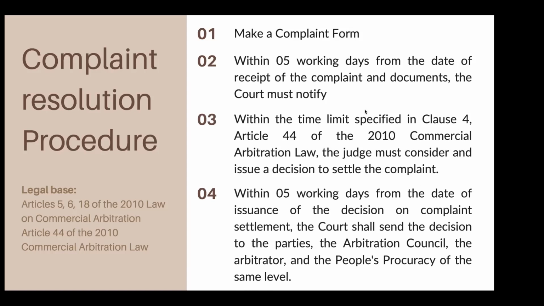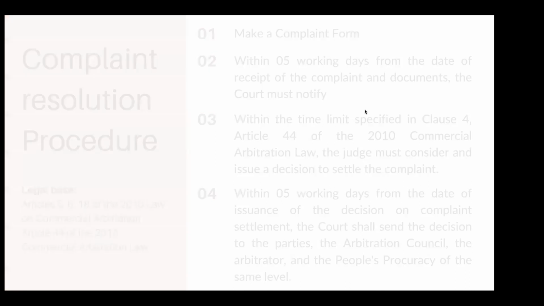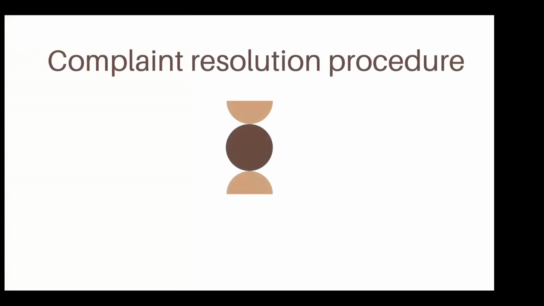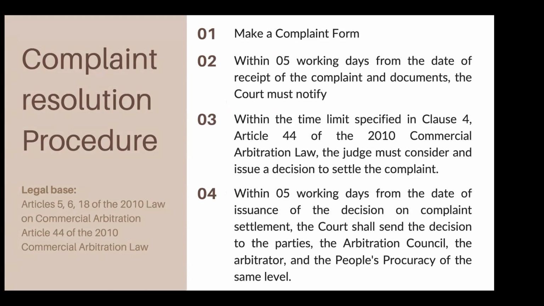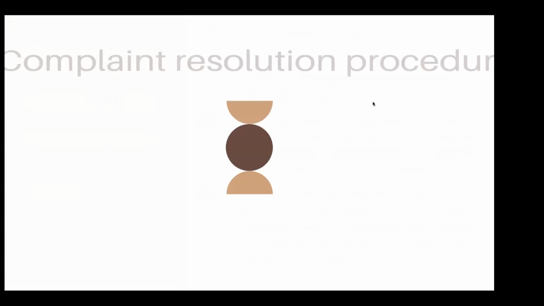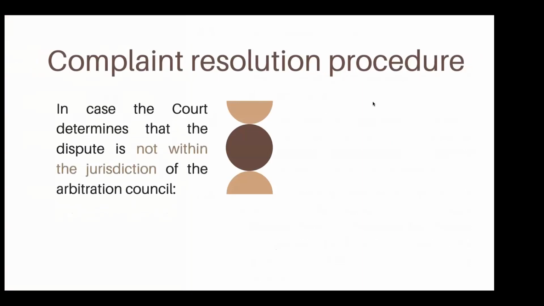Pursuant to the provisions of law, the judge accepts or doesn't accept the appeal against the decision of the arbitral tribunal about the absence of an arbitration agreement and the jurisdiction of the arbitral tribunal. The court shall specify the reason and ground for accepting or not accepting the complaint, depending on the specific case as follows. In this case, the court determined that the dispute is not within the jurisdiction of the arbitration council.